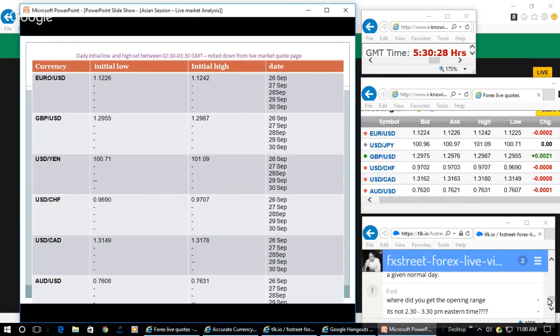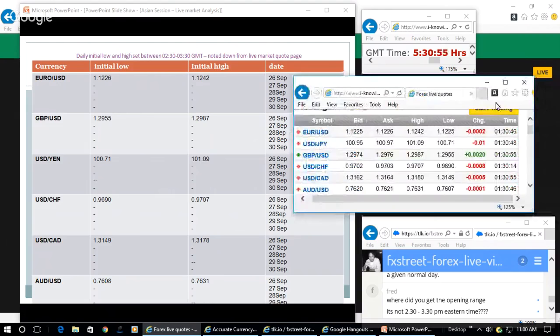Where did you get the opening range? See, we get the opening range and everything from the live market quote page. In the live market quote page at 0030, you come across the opening range being set. And then subsequently, they set the initial low and the high around 3:30 GMT. I was using this particular live market quote page, but subsequently the providers have changed the GMT time frame to the local US time, purposely in order to avoid me using it. But still I'm using it.